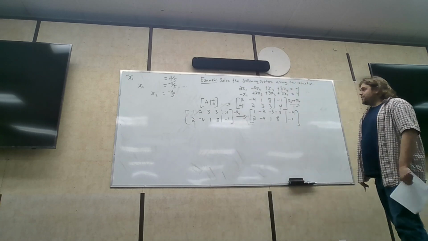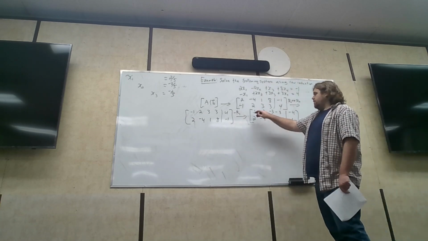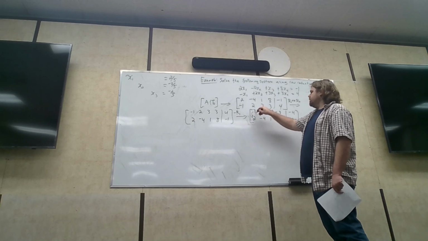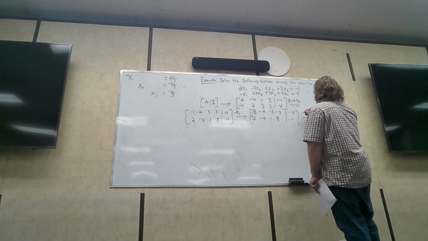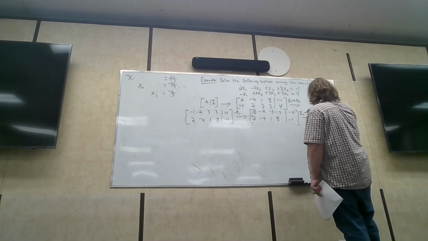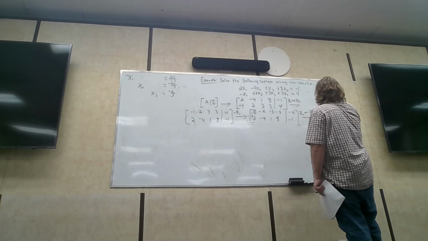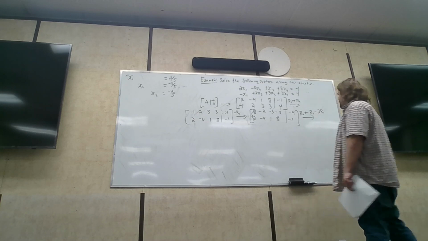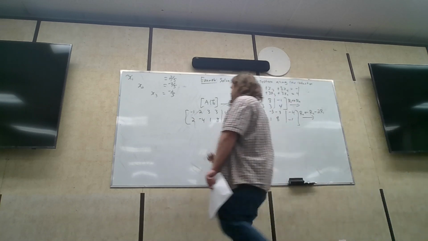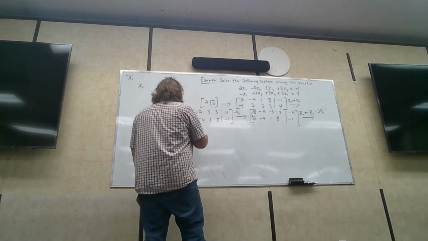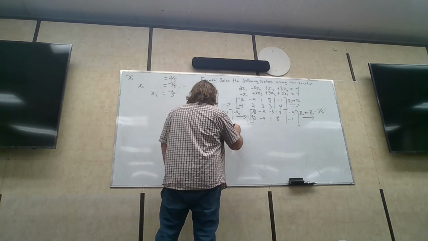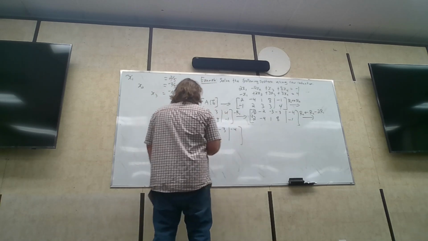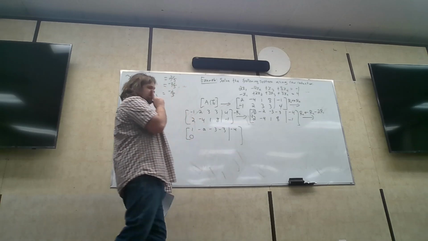Okay, so now the next step is make a 0 below this, right? We put that 1 there on purpose. So row 2 becomes row 2 minus 2 row 1. So that first row doesn't change. Minus 4. And this is going to be a 0, right?